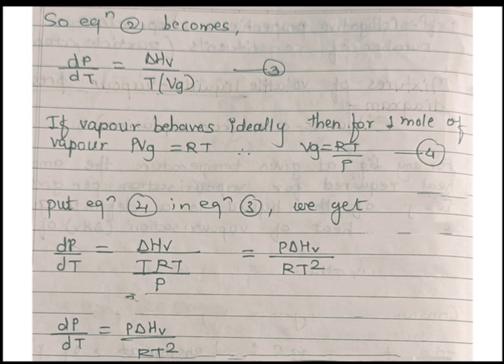Now put equation number 4 in equation number 3 and we get dP by dT is equal to delta HV divided by T into RT upon P. So the T will cancel, and P goes above. So dP by dT is equal to P into delta HV divided by RT square. So this is our new equation. Now dP by dT is equal to P into delta HV divided by RT square. This is the final equation.